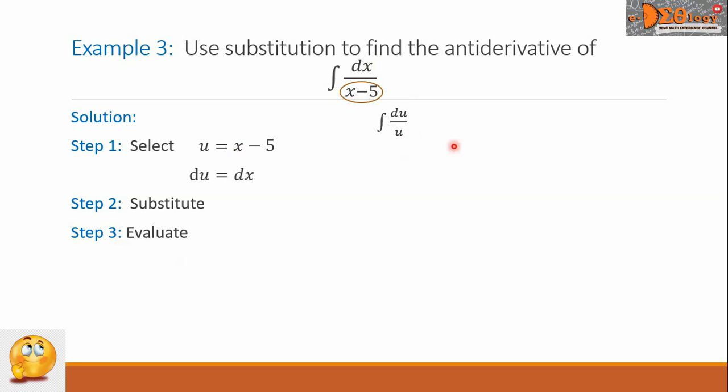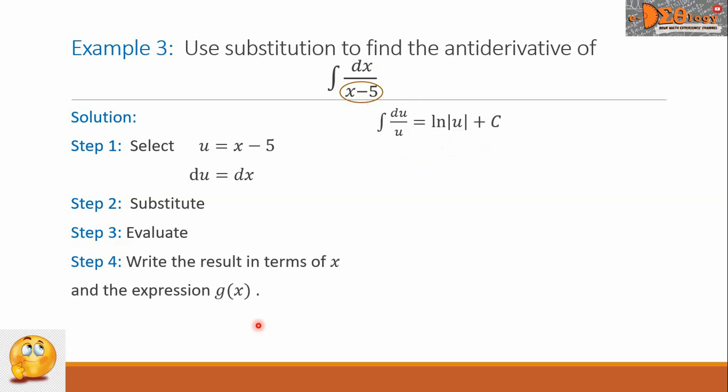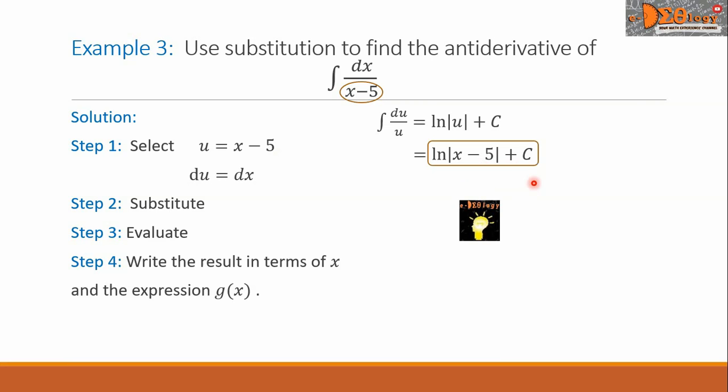Then let us evaluate the integral. So we have the integral of du over u is simply the ln of the absolute value of u, then plus c. For step 4, let us now return the value of u from step 1. So the u is the x minus 5. So we write now ln of the absolute value of the quantity x minus 5, then plus c. This is the final answer.